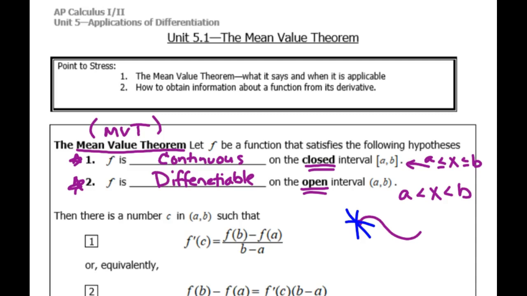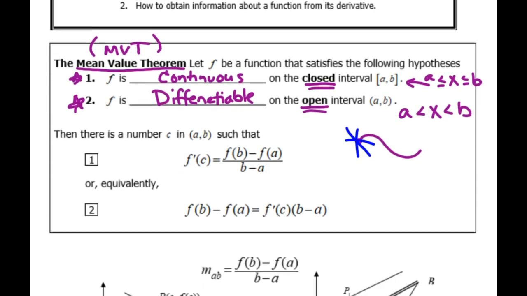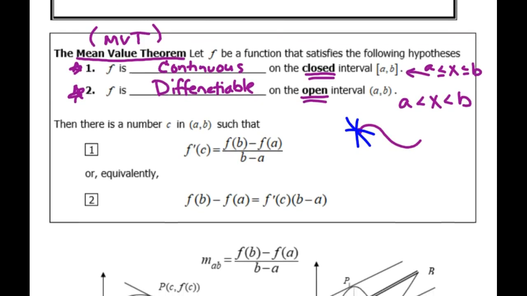So, if those two conditions are met, then we will set up these problems here. We will find our number c in that interval between a and b, such that the derivative is equal to the secant slope. And then we will solve that.